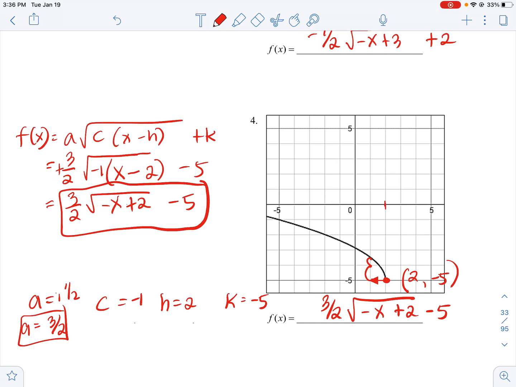That's how we will get the symbolic representation of a square root function given the graph.